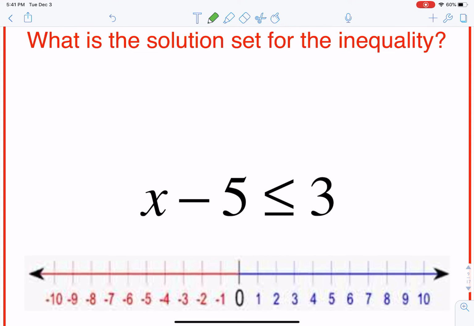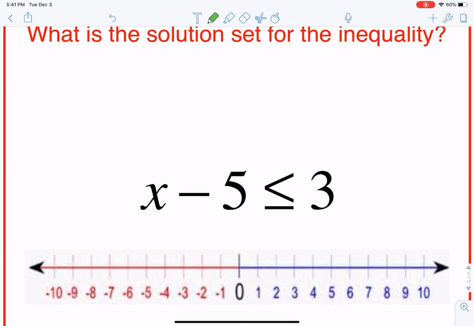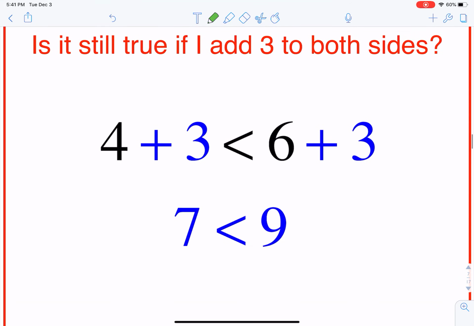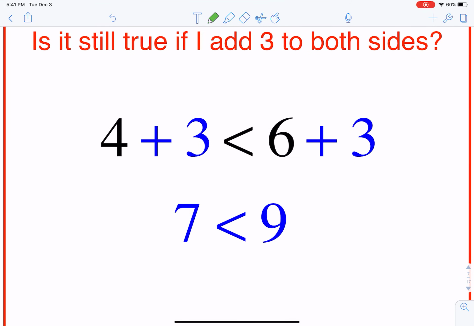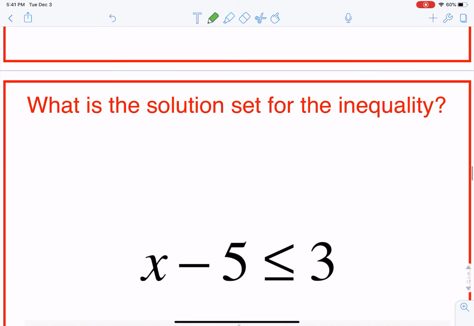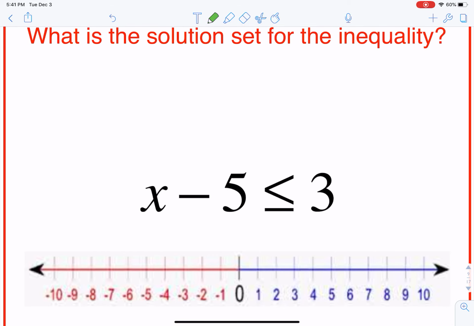So here, what's the solution set for this inequality? Well, we just talked a little bit about up here how I can add the same number to both sides and my inequality rules still apply. So here, I want to add 5 to both sides. Plus 5, I end up getting that x is less than or equal to 8. So this is the solution set for this inequality.